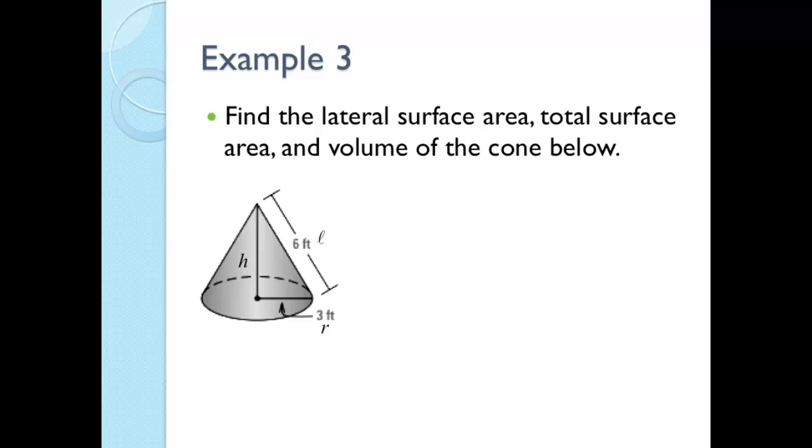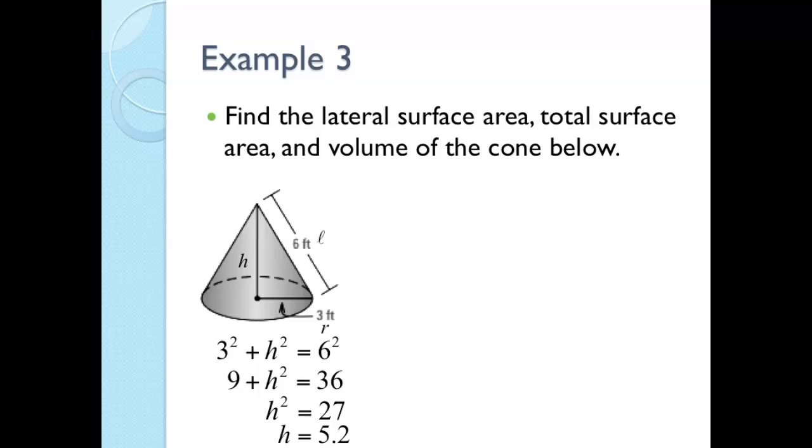So that means we have 3 squared plus h squared equals 6 squared. And we'll solve for h. So 9 plus h squared equals 36. Subtract 9 from both sides, and then take the square root of both sides. And we get h is about 5.2. So we'll use 5.2 as our height in our calculation.